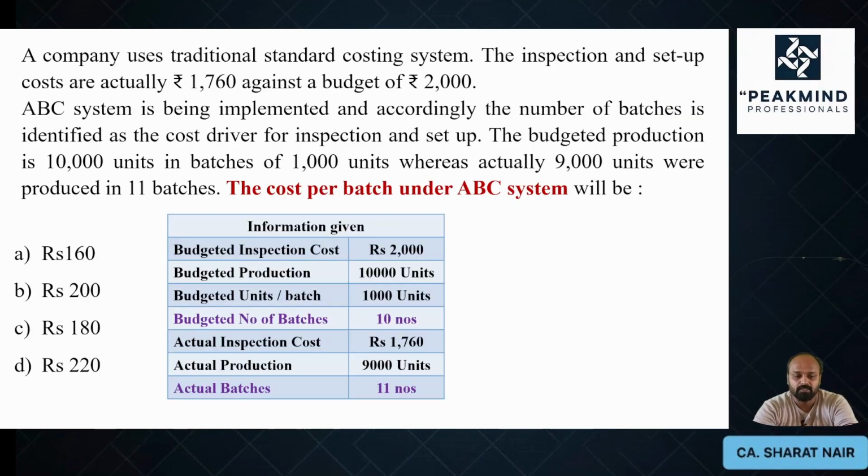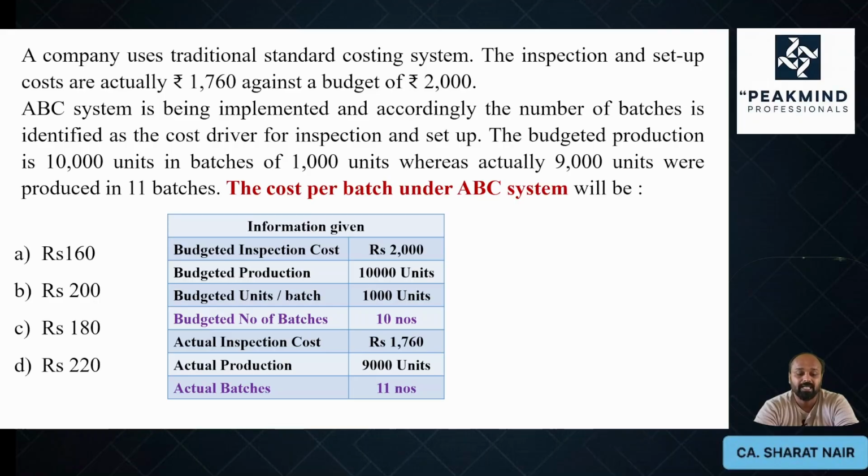So in this question, we have been provided with the information as follows. Budgeted inspection cost is given, which is 2000 rupees. Budgeted production is given as 10,000 units. Budgeted units per batch is given as 1000 units. So budgeted number of batches will be how much? 10,000 units divided by 1000 units, which will be 10 numbers.